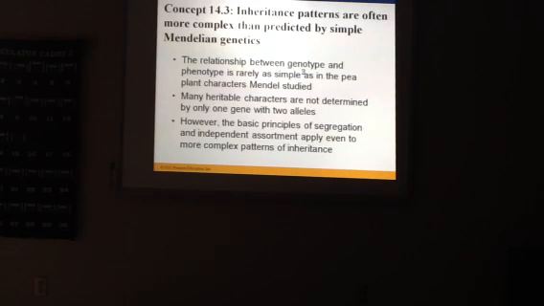Inheritance patterns are often more complex than predicted by simple Mendelian genetics. The relationship between genotype and phenotype is rarely as simple as in the pea plant characteristics that Mendel studied. Many heritable characters are not determined by only one gene with two alleles. However, the basic principles of segregation and independent assortment apply even to more complex patterns of inheritance. And remember, the principle of segregation means that the sex cells get only one of the alleles, and independent assortment means that the genes are not transmitted to the offspring as a package, rather they assort independently.